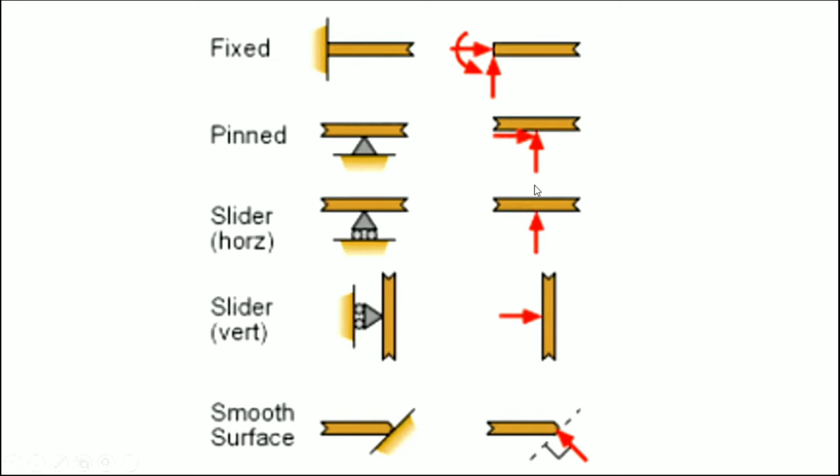It creates only a vertical or transverse reaction force to the component or member. If the roller is in this position, then again it will create a transverse reaction force like this, that means perpendicular to the member. Now this is a smooth surface denoted by this symbol, and it will also create a reaction perpendicular to this surface. Okay.